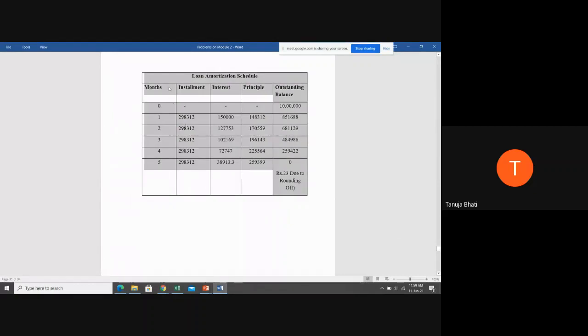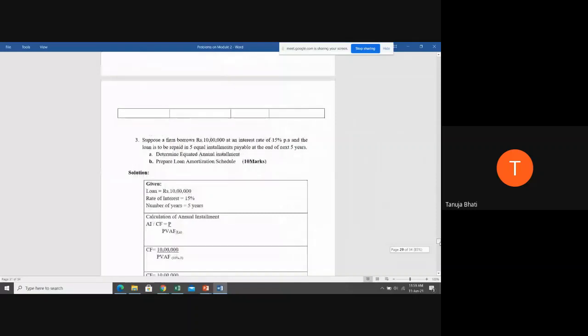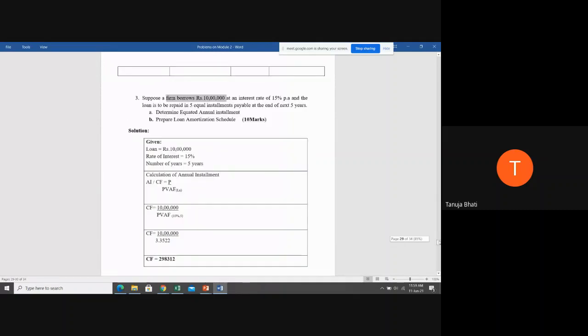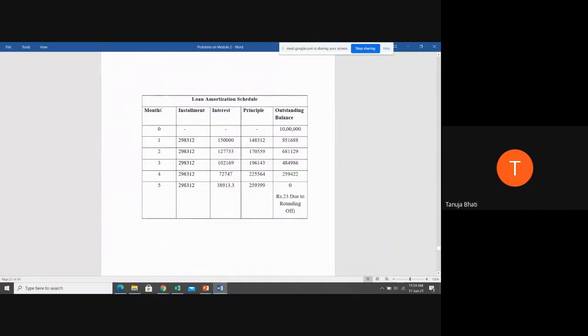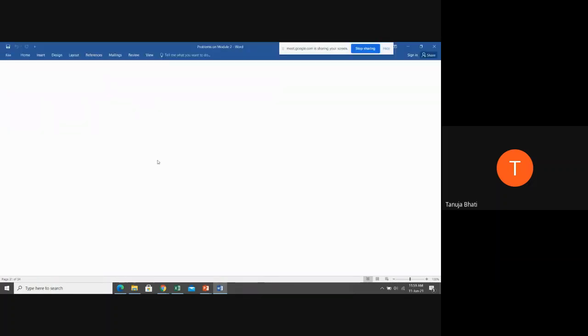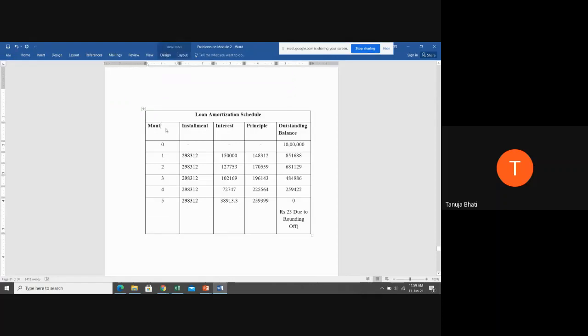So the columns are year, installments, interest, principal, outstanding balance. In year 0, you need to write the amount of loan that is taken, that is 10 lakh rupees. Students, here it is not months, it is year. Small change, you have to write years. So the columns are installment, interest, principal, outstanding balance. So 10 lakh I've written here.